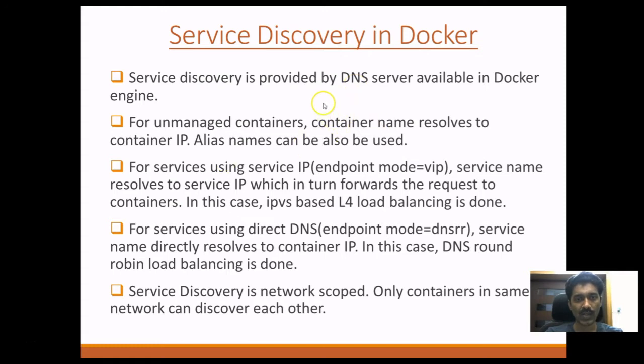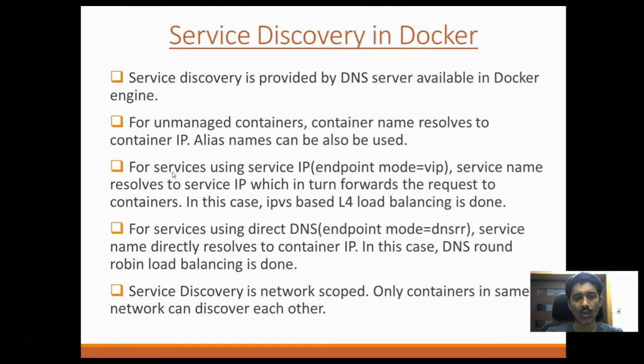There are two kinds of service discovery. One is with unmanaged containers, where we do docker run. In this case, the container name resolves directly to the container IP, and we can use aliases to have multiple containers with the same name.